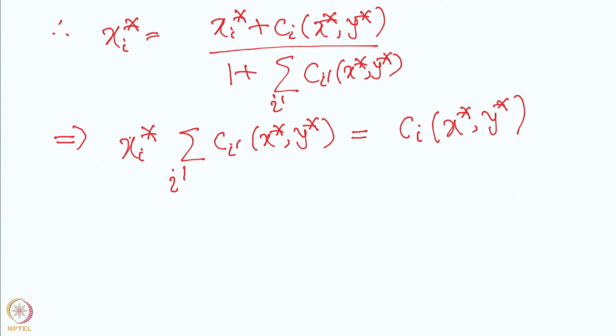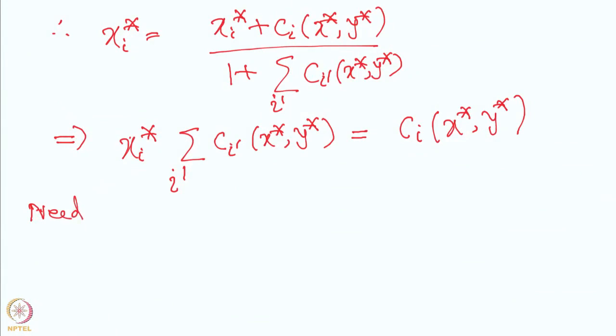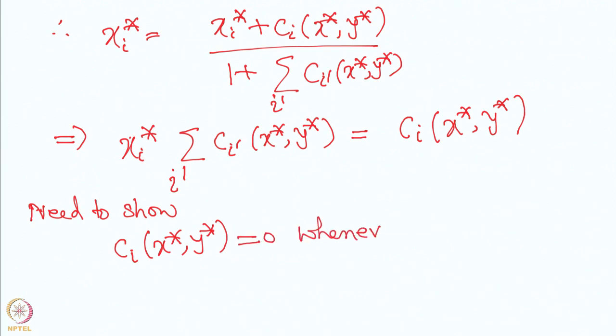So now the interesting thing here in this summation: wherever c_i' of x star, y star is 0, that need not be considered. Because the whole idea for us is to show that this c_i' of x star, y star has to be 0. So whenever x_i star is greater than 0, we need to show c_i of x star, y star is 0.